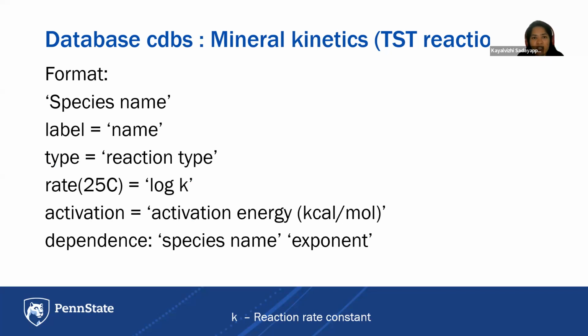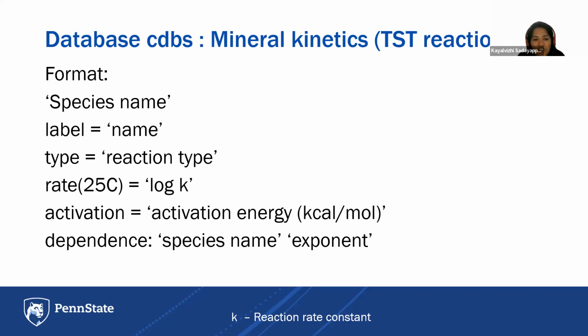So here I am showing the format used to specify the mineral kinetics for TST reactions, or the reactions that depend on transition state theory rate laws. For this, the first line specifies the mineral species name. The second line gives the label. I will talk about the label more in the next slide. In the third line, there is the type of reaction. The reaction type can be either TST or monod. Since we are showing TST reaction here, it is TST in this case.